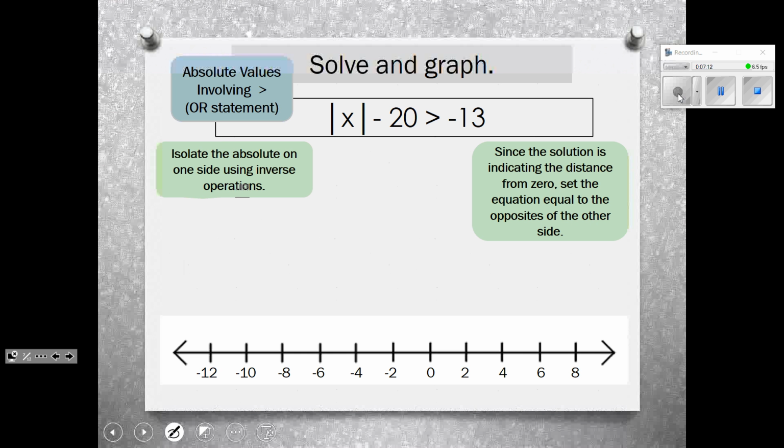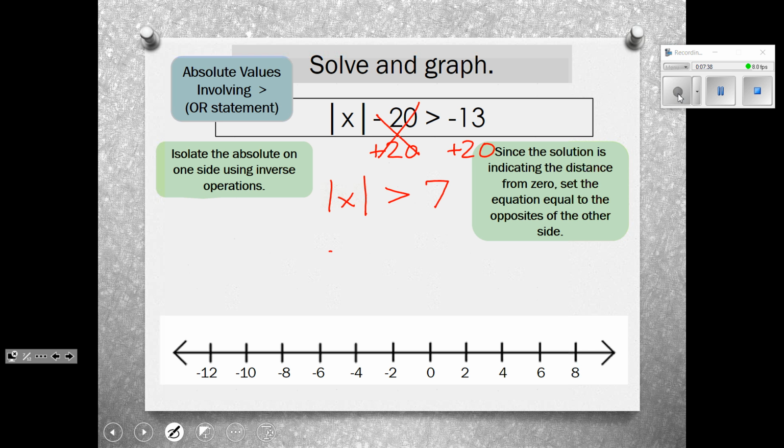Now let's look at the "or" side, the greater than, more than. With this, you are going to have to write the two separate equations, but we're still following the same steps. First step is always to get the absolute value by itself. So first we're going to add 20 to both sides of the equation. When we do that, we get the absolute value of x is greater than 7.